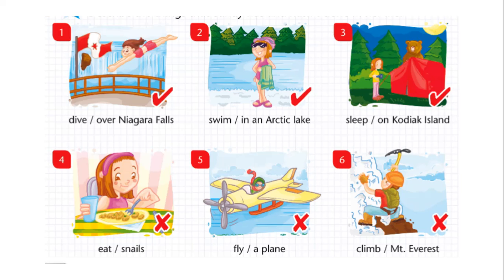Now you have to write about what Sandy has or hasn't done. If there's a check next to the picture, that means she has done it. And if there's an X, that means she has not. Remember, we have to use has or hasn't, and then the past participle, also known as the third column. Remember, there are irregulars. Let's get started.